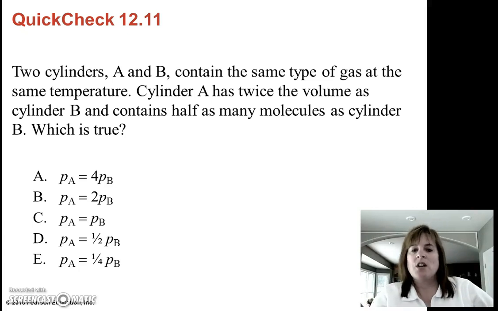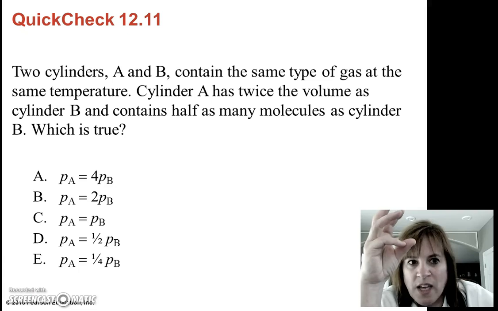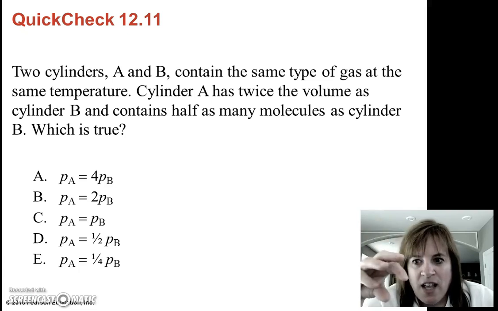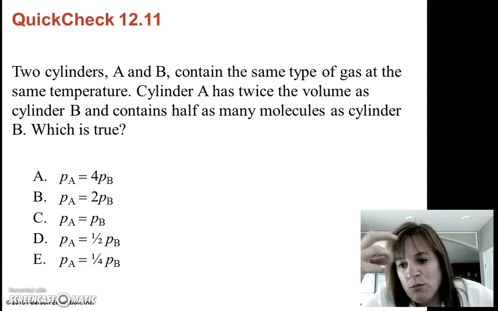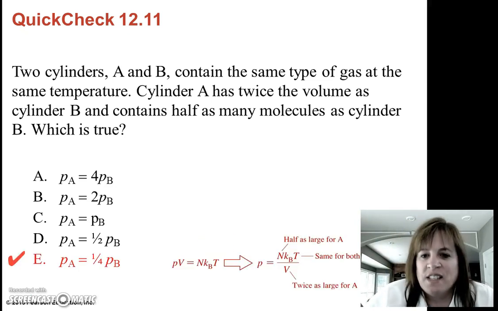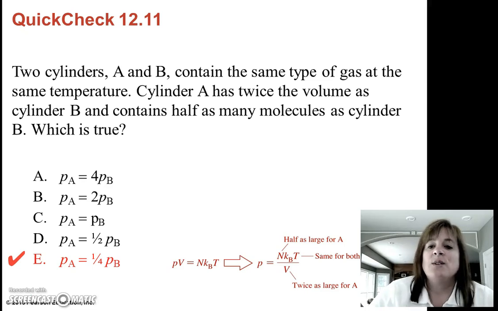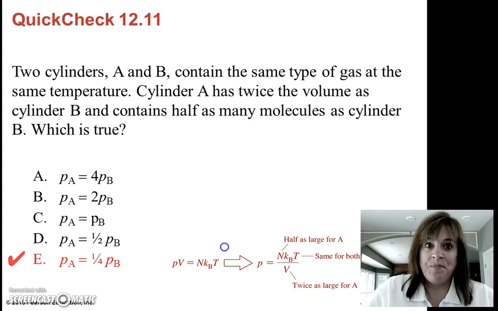Well, if we rearrange our equation to solve for pressure, we have molecules on top and volume on the bottom. So that means that instead of these things working against each other, they work together, or multiply together. So if I have twice the volume and half as many molecules, I'm going to have a quarter of the pressure in A as I do in B. All right, let's do some math.